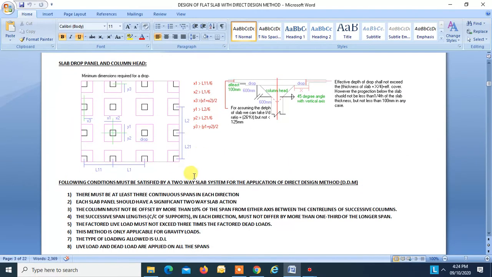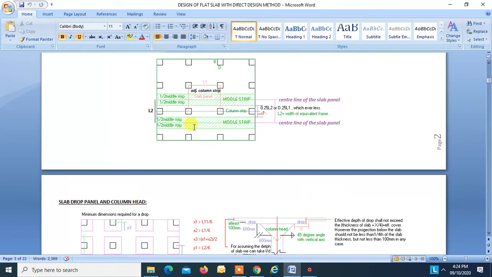The column must not be offset more than 10% of the span from either axis between the center lengths of the successive columns. The successive span length, center to center of supports in each direction, must not differ by more than one-third of the longer span. Suppose this is your longer span, then this should not differ by more than one-third of this longer span.